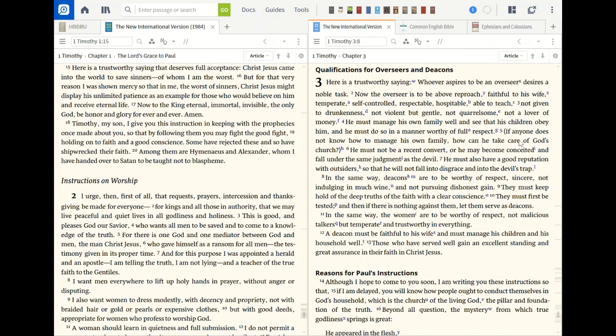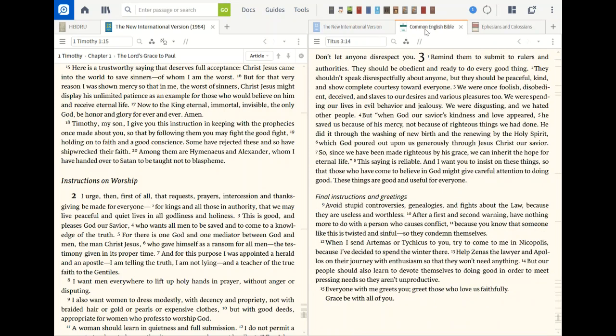So let's look over at Titus 3:1. Titus 3:1 and 1 Timothy 2:1 through 2 are often cited in this connection. There seems to be accommodation going on here. Anyway, let's read here. Remind them to submit to the rulers and authorities, that they should be obedient and ready to do everything good. They shouldn't speak disrespectfully about anyone, but they should be peaceful, kind, and show complete courtesy toward everyone. We were once foolish, disobedient, deceived, and slaves to our desires and various pleasures too. We were spending our lives in evil behavior and jealousy. We were disgusting and hated other people. But when God our Savior's kindness and love appeared, He saved us because of His mercy.